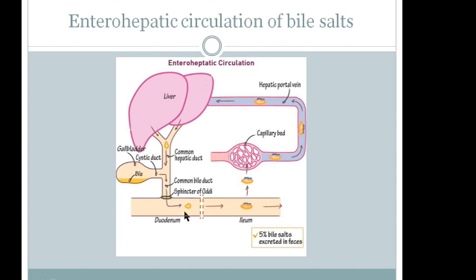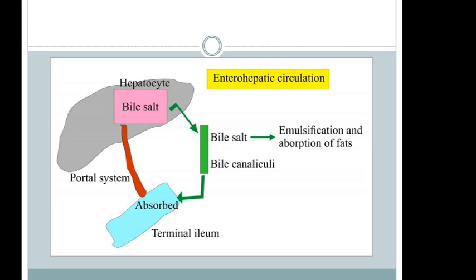Okay, this is clear to everyone. This is enterohepatic circulation. Bile salts are formed in the hepatocyte, and then they are absorbed in the terminal ileum, and 95% goes through the portal vein back into the hepatocyte. So it is hepatocyte to ileum, ileum to hepatocyte, hepatocyte to ileum, ileum to hepatocyte. This is called the enterohepatic circulation. Bile salts are important for the emulsification and the absorption of fat.